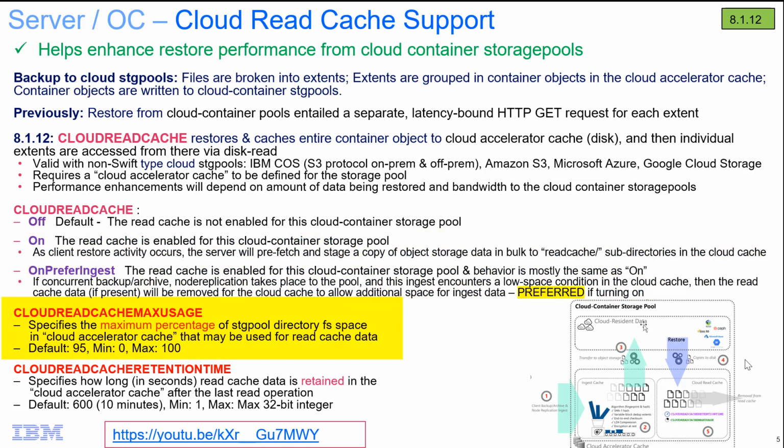You can set a Cloud Read Cache max usage, which is the maximum amount of space that you want to allow for the restores to use in that Cloud Accelerator cache. And you can set a Cloud Read Cache retention time on how long, in seconds, you want to retain that data in the cache. I do have a demo of setting this up out on YouTube, so check that out.